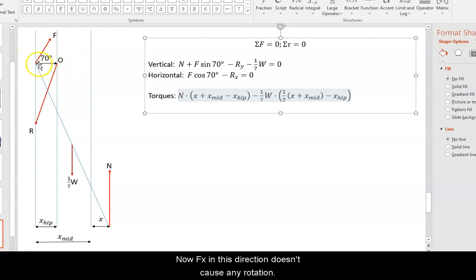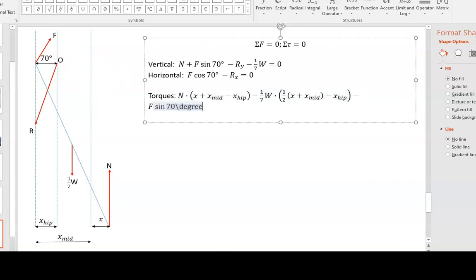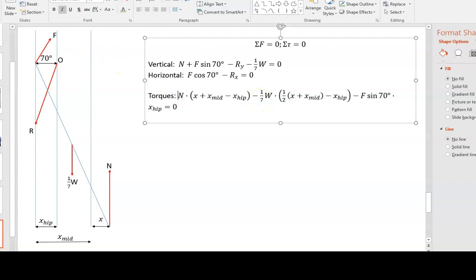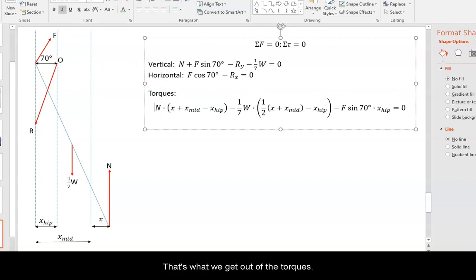Now, Fx in this direction doesn't cause any rotation, right? That's directly into the pivot point, doesn't do anything at all in terms of making you rotate. It's only the y component. And the y component is F sine of 70 degrees, right? And the distance is x hip, and all of that has to add to 0, right? That's what we get out of the torques. All of that has to add to 0.